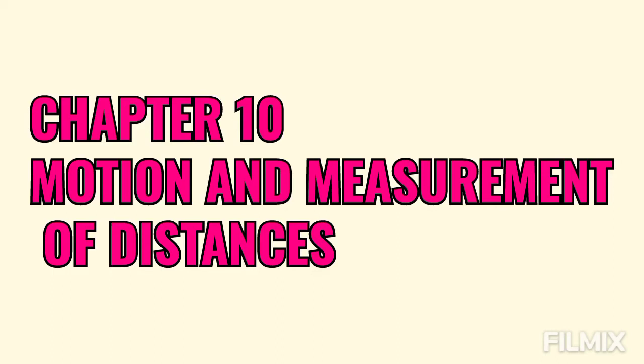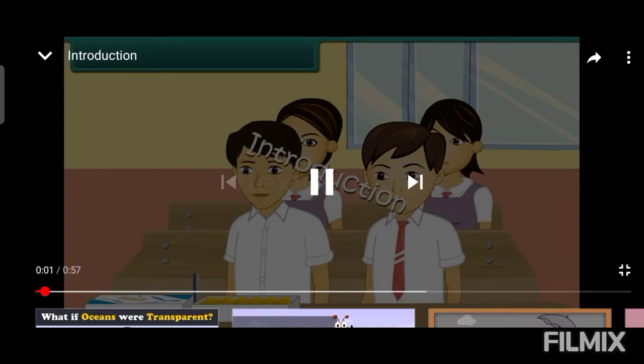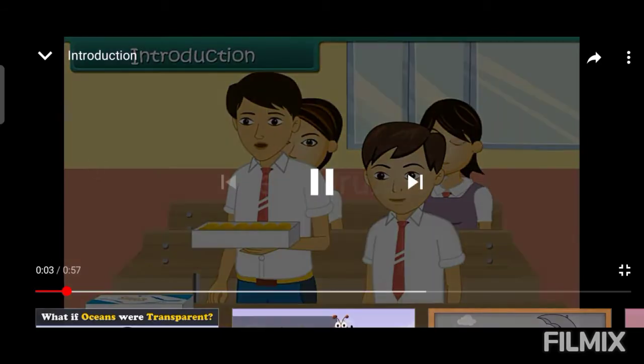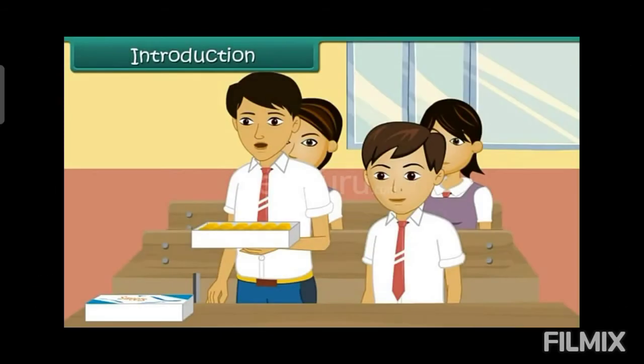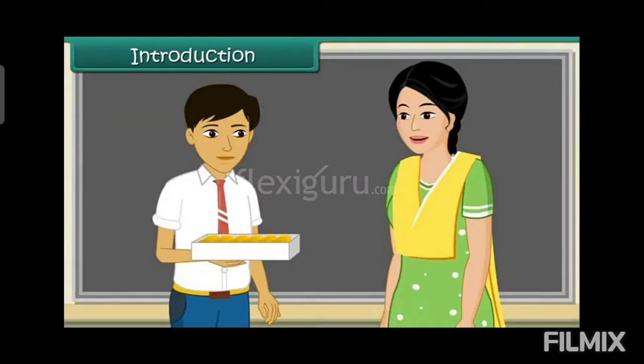Hello students, today we can start our new chapter, chapter number 10, Motion and Measurement of Distances. We know that we come to school by various vehicles, isn't it? We come from home to school by different types of vehicles and we travel different types of distances, isn't it? While coming from home to our school, it is a small distance.